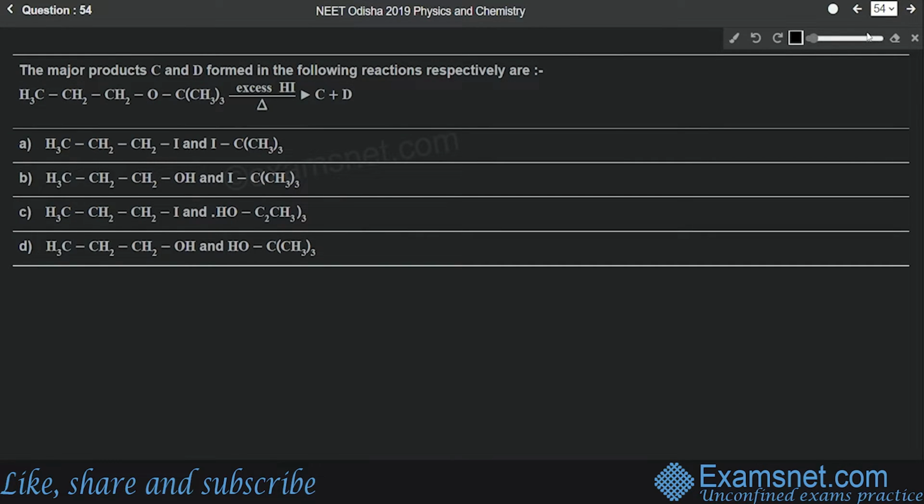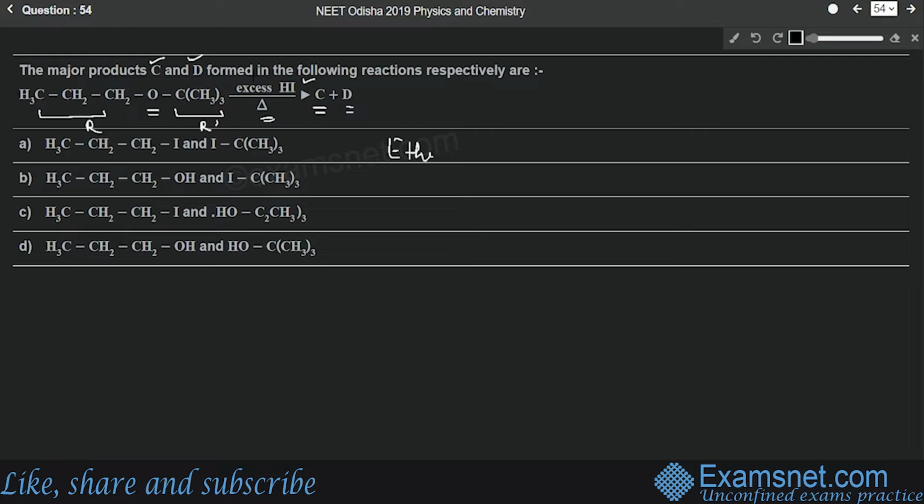Question number 54 is again from the chapter Alcohols, Phenols and Ethers, and the question is the major products C and D formed in the following reactions respectively are. So we can see we have an ether as the reactant, we have oxygen here and two alkyl groups on both the sides. So this is an ether. Now this ether is being heated in the presence of excess of hydrogen iodide to give two products C and D. So let's see what is the general reaction of ether with excess of hydrogen iodide.